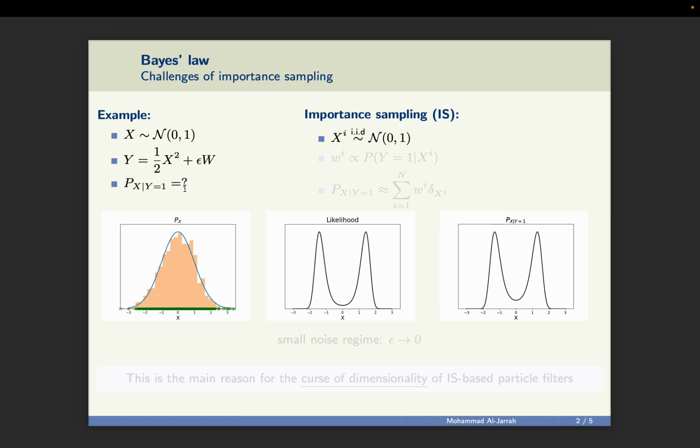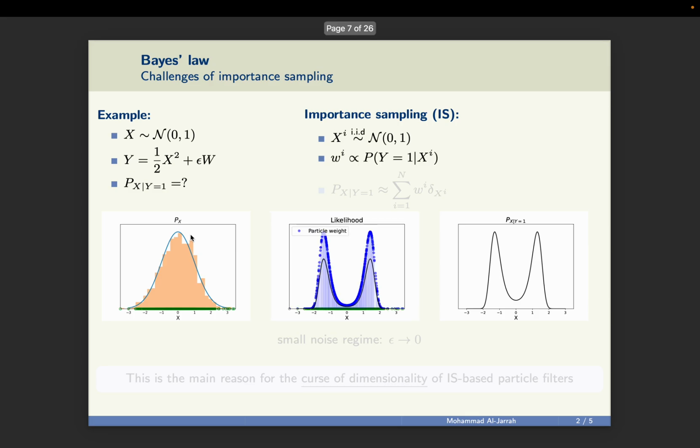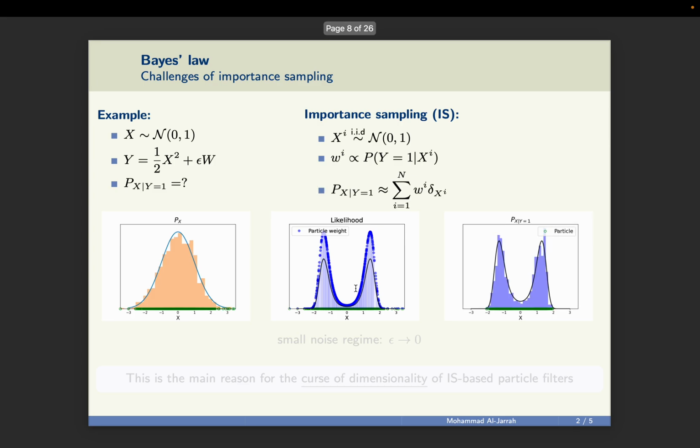we start by generating some particles, as we see here as the green dots, and the orange bars represent the histogram of these particles from the prior distribution p_x. And we use these particles with the likelihood model we have to update the weights for each of the particles, and use this weighted distribution of the particles to represent the posterior distribution p(x given y equal 1) for this example here.